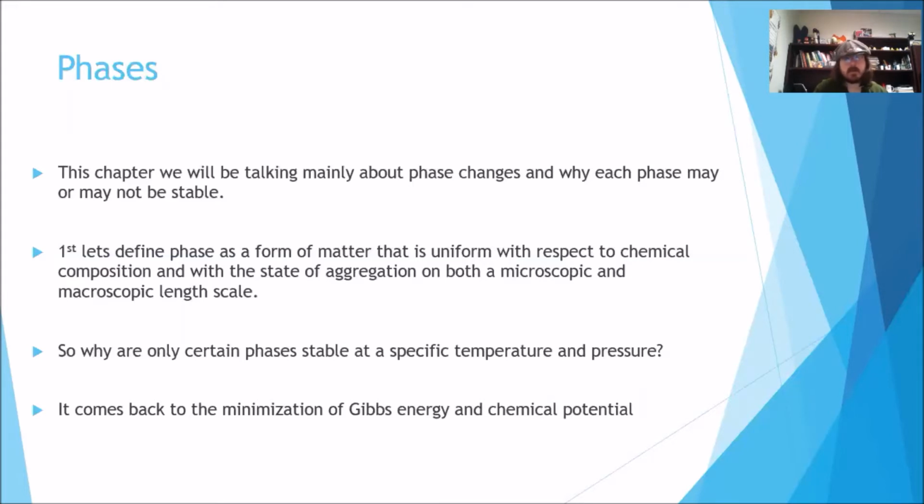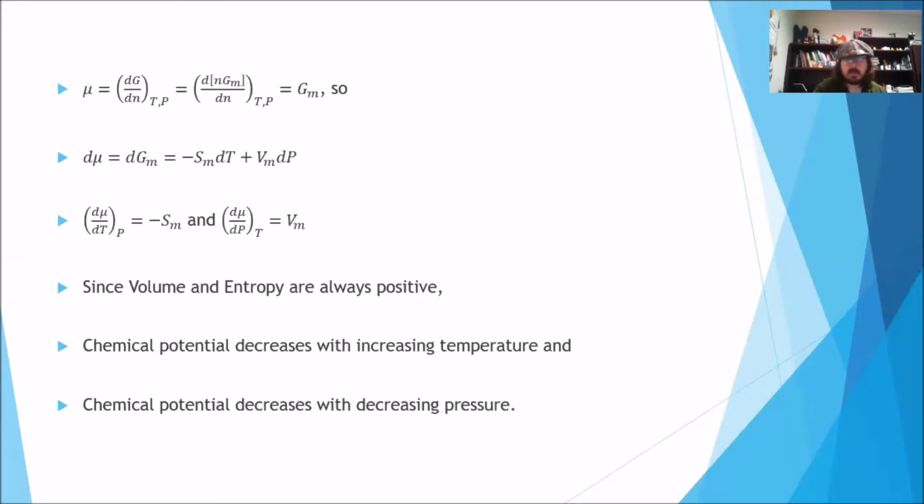So why are certain phases stable at specific temperatures and pressures? Why is water a liquid at room temperature, but if I pressurize it enough, suddenly it goes solid? Or if I chill it down to 0 degrees, it suddenly freezes? All this comes back down to the minimization of Gibbs free energy and of our chemical potential. We're going to store the most amount of energy within that compound, making the most negative Gibbs energy.